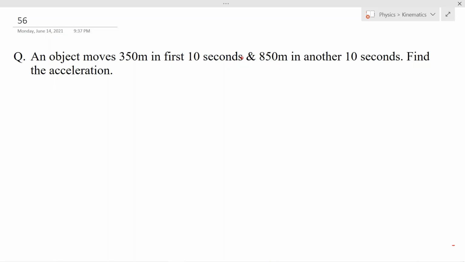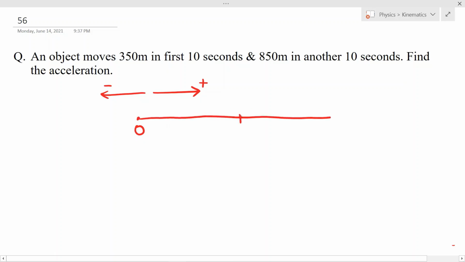An object moves 350 meter in first 10 seconds and 850 meter in another 10 seconds. Find the acceleration. So now first thing that we should do is to define our origin. Let's say this is origin, and define the directions. That is, this is my positive direction and this is my negative direction, left one. Let's say it goes like this, and let's say it is x equal to 350 over here and x equal to 850 over here.